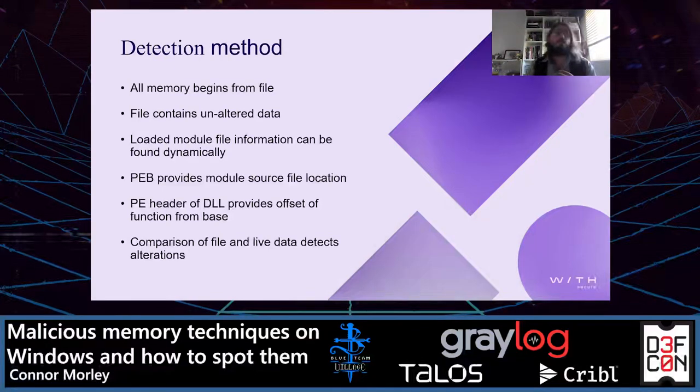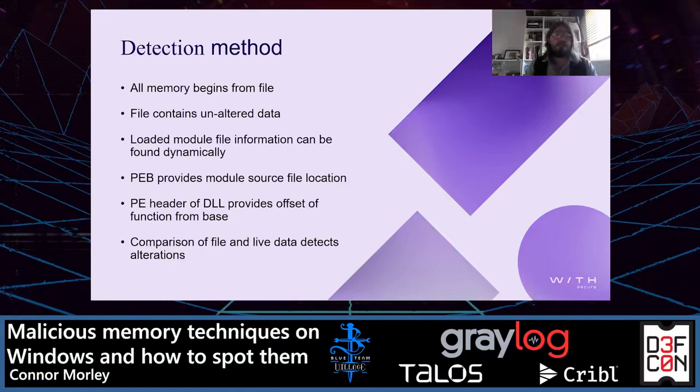So all the loaded memory that's in volatile memory came from the file system to begin with, and the file system has an unaltered version of what is in volatile memory. Now, the loaded module file, as we said before, the information on that can be found dynamically, primarily through the PEB. What's interesting about the PEB is that it provides a path to the source file within the file system for the module, or the library, that's been loaded.